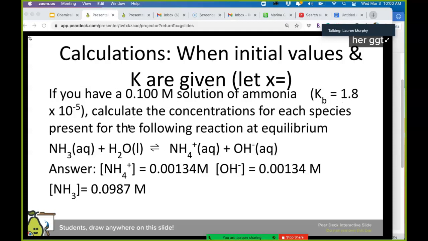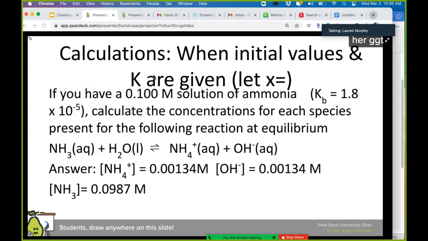So again, until the end of class last time, K hadn't been given. We had been solving for K. We had enough equilibrium information that we could plug in for K. Now that K is given, it is a decent hint that you will have to let X equal something. So when K is actually given, most of the time you will have to let X equal something because you don't have enough information to solve on its own like we did before.